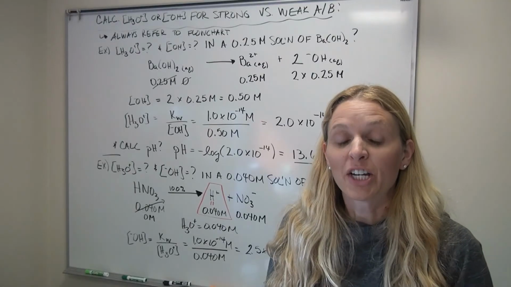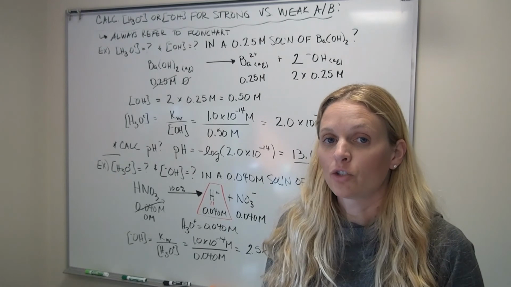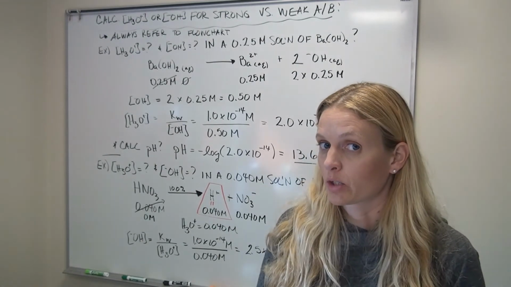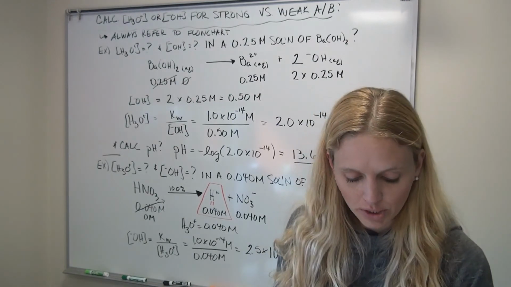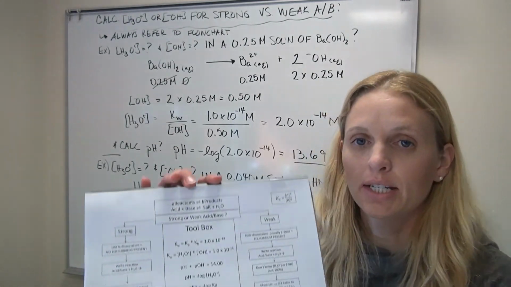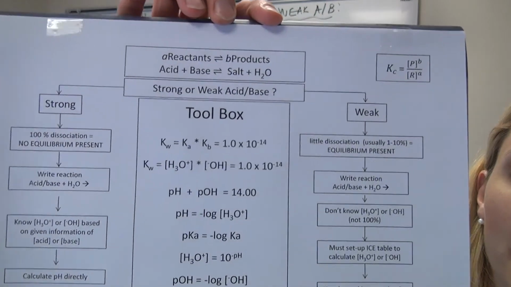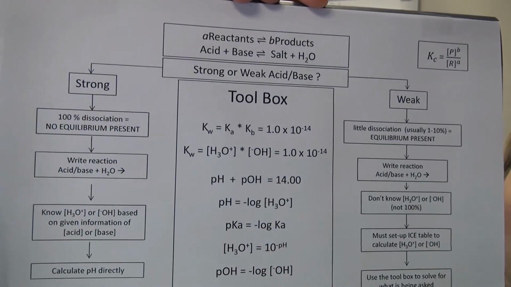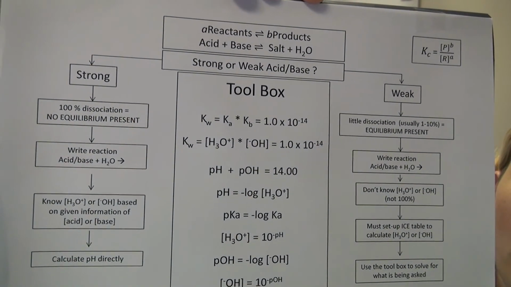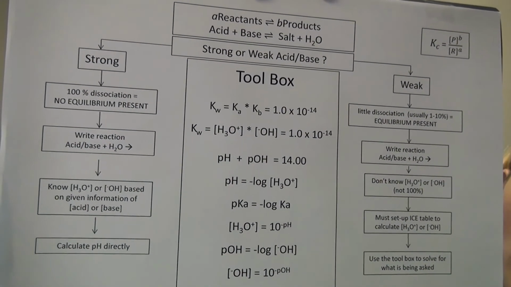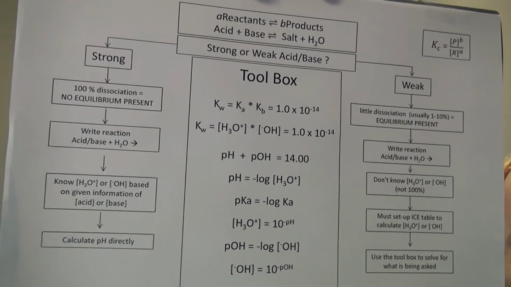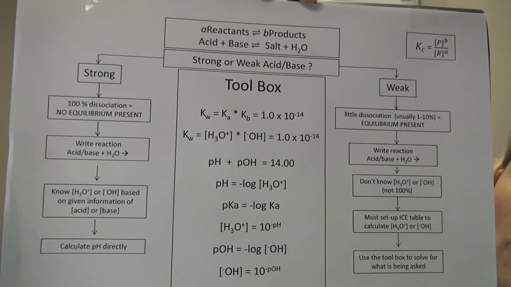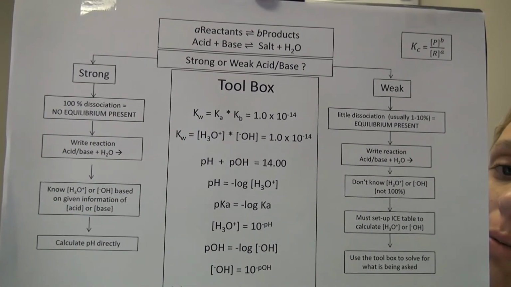Okay, so now we're ready to get into calculating strong acids, strong bases, weak acids, and weak bases, and the way that we're going to do that is use our handy dandy flowchart. Anytime we have a question that says calculate pH, calculate the concentration of H3O plus or OH minus, calculate Ka, or calculate Kb, we're going to pull the flowchart out, at least initially, till you get used to solving these types of problems.